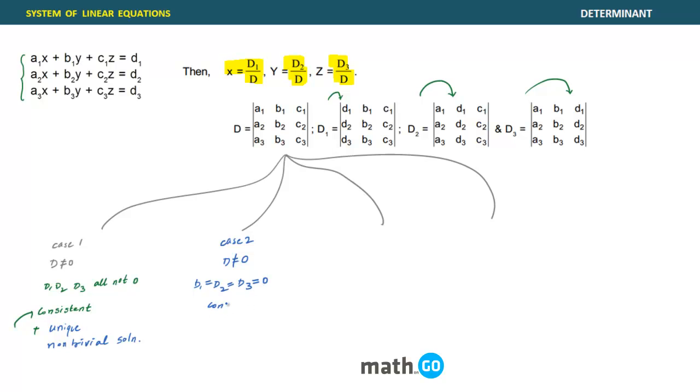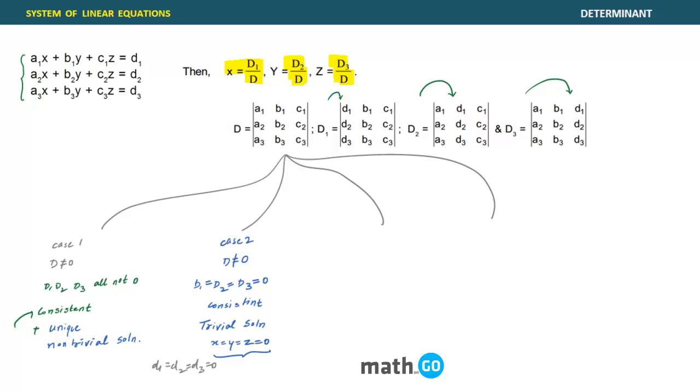So here also I will say this is consistent, but the answer is only the trivial solution, that is x equal to y equal to z equal to 0. This is very obvious. When will d1, d2, d3 become 0? When the small d1, d2, d3 all become 0, the equations become homogeneous, and d comes out non-zero. That means only the trivial solution is left for that particular case.